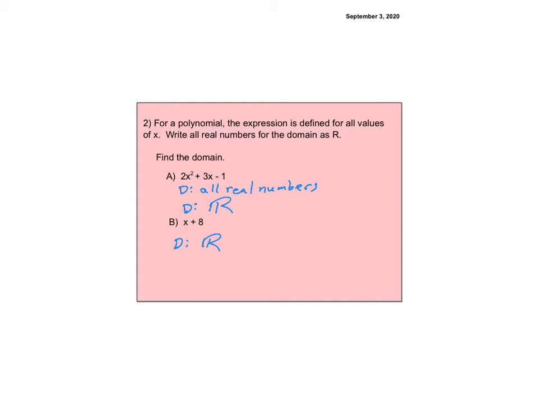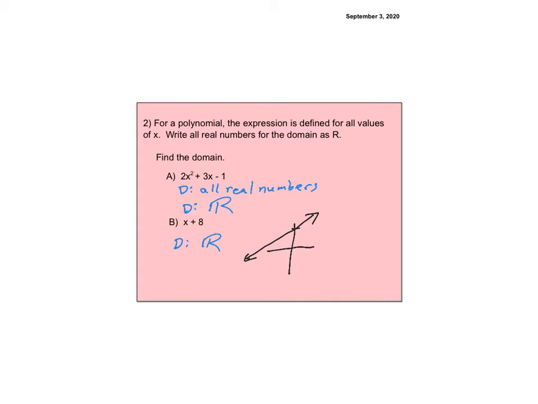You can graph this out if that's a little confusing for you. If that's what the graph for x plus 8 is, all real numbers, what we're saying is x can equal anything. I can put in 0, I can put in any negative number, I can put in any positive number. That's what the graph would be, and it encompasses all real numbers. There's nothing that it cannot be.